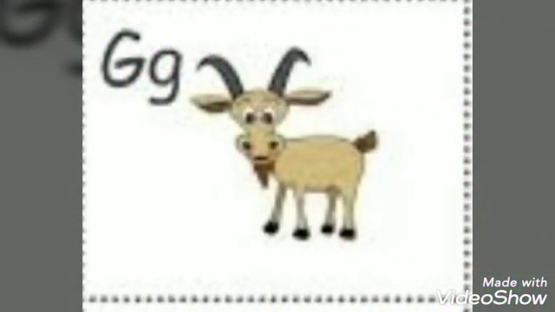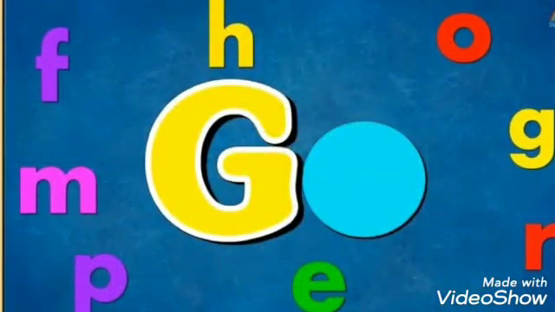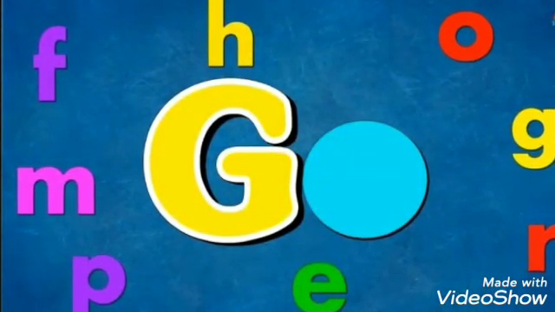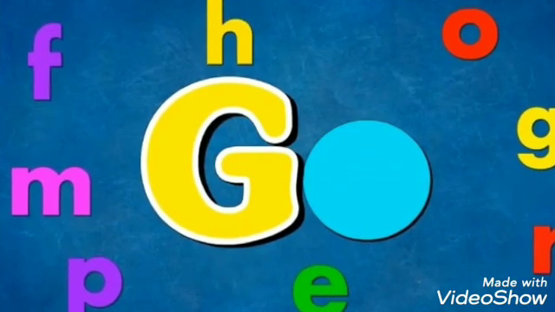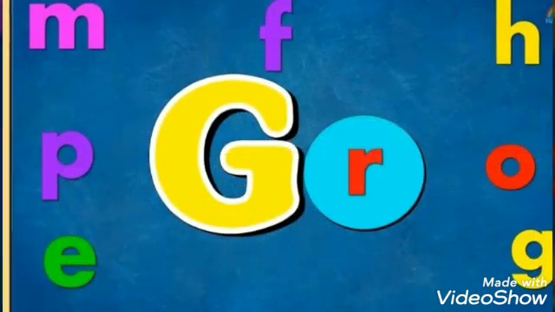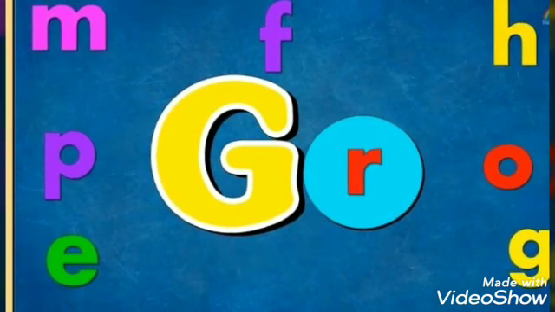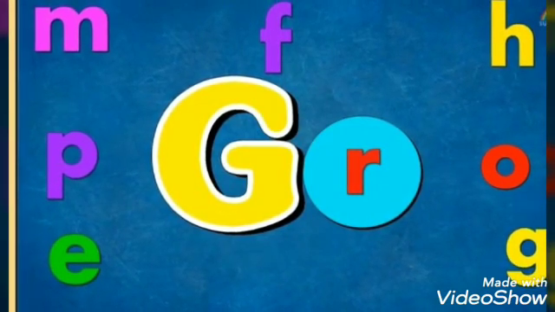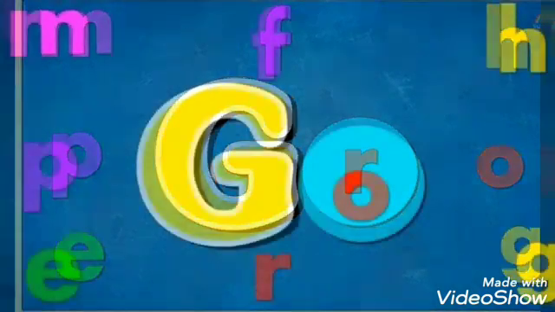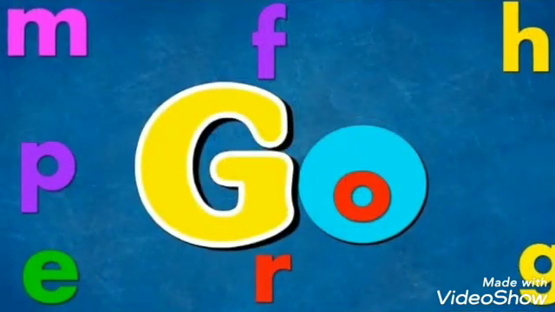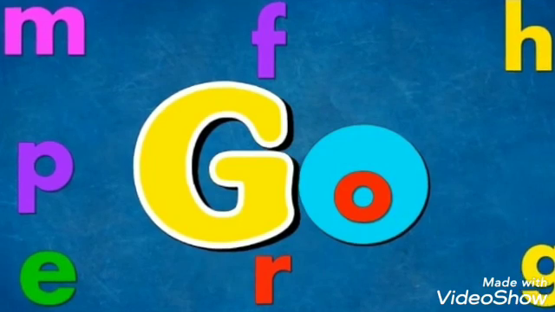Now we'll go for another letter G. Capital and small g for God. So, again we have to find small g from the surrounding alphabet. Capital G is given and we have to find small g. In this circle, small g is given. No. Okay. Now, this one is small g, children.